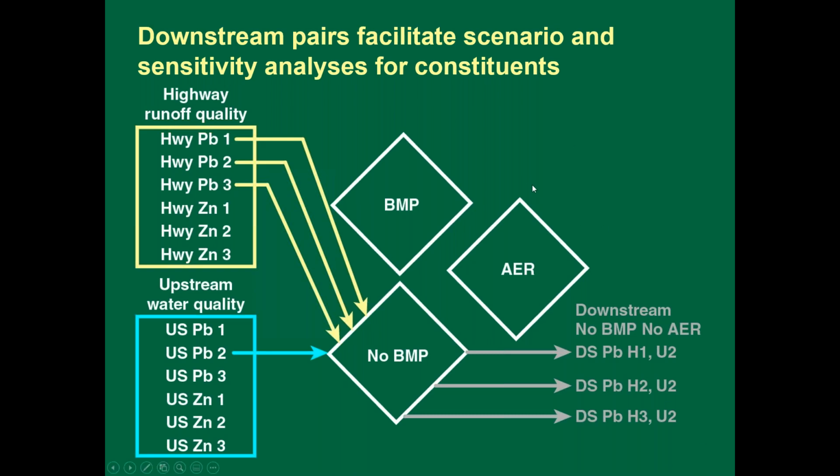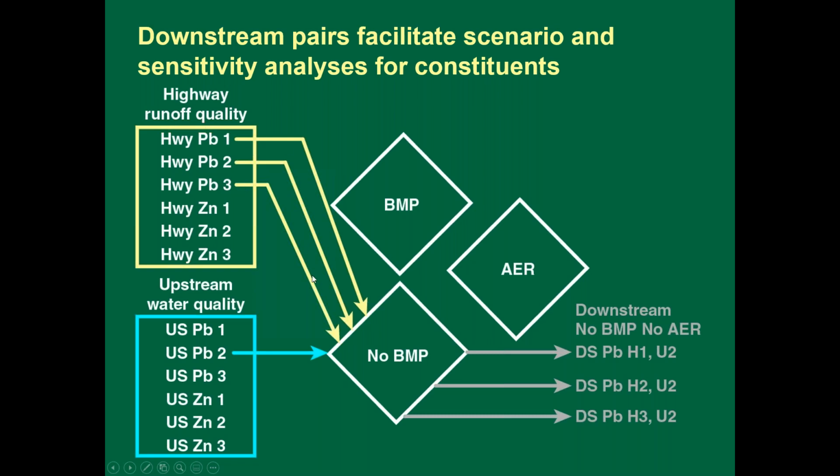So this is a schematic diagram. We have our highway runoff quality. We have 3 potential lead values: lead 1, lead 2, and lead 3. That might be, let's say, a low ADT rural site is lead 1, a mid ADT suburban site is lead 2, and an ultra urban site is lead 3.